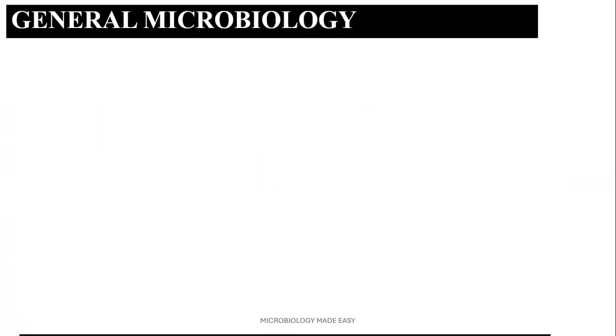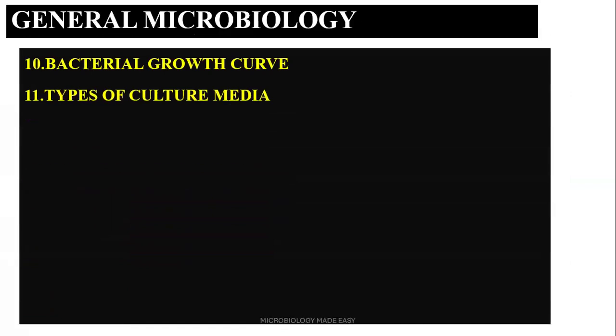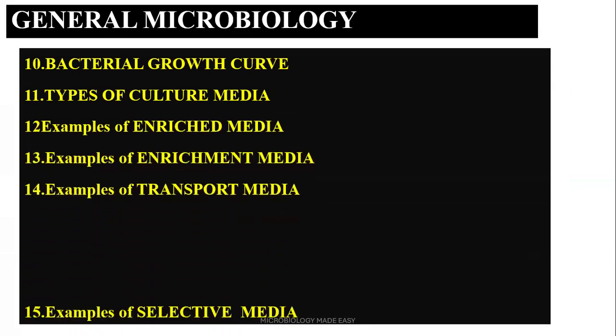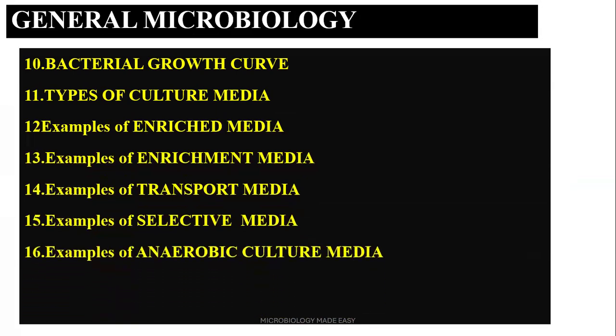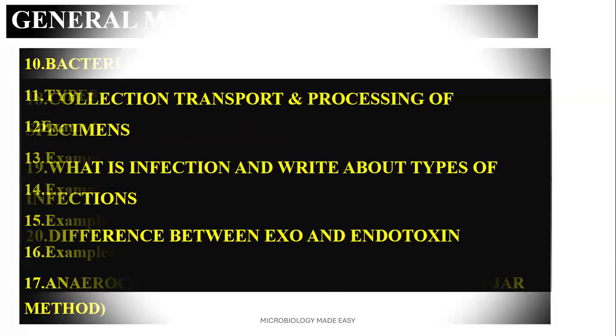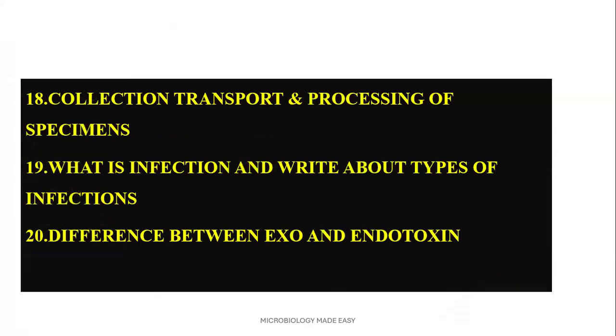The next is the bacterial growth curve: lag, log, stationary phase. Next, types of culture media. For 2 marks, they may ask enriched media, enrichment media, transport media, aerobic culture media. Then selective media they may ask. The next is about anaerobic culture methods. Under that, most important is the McIntosh and Fildes jar method. This is important.